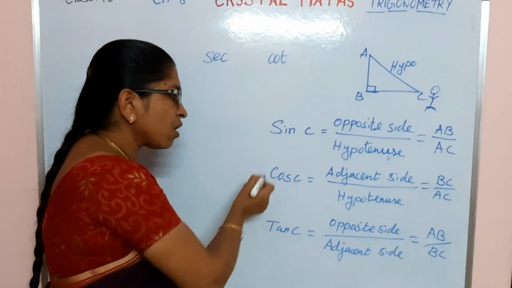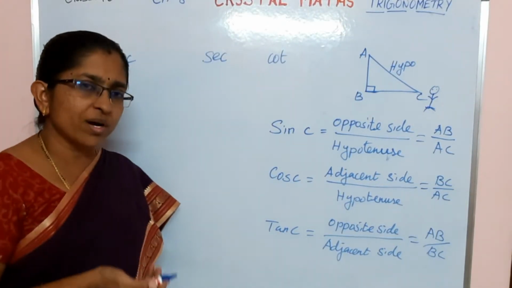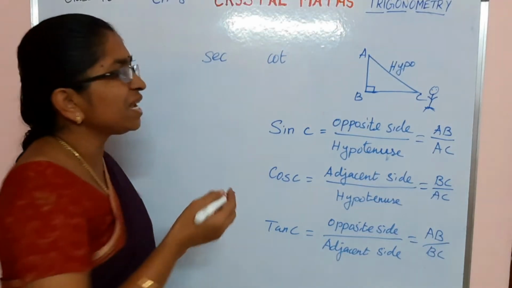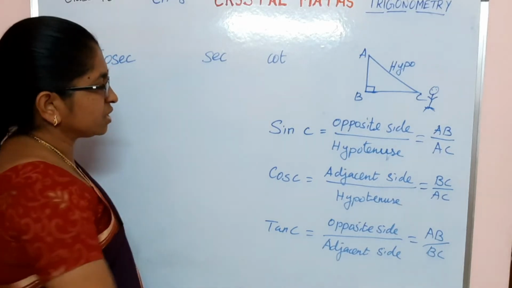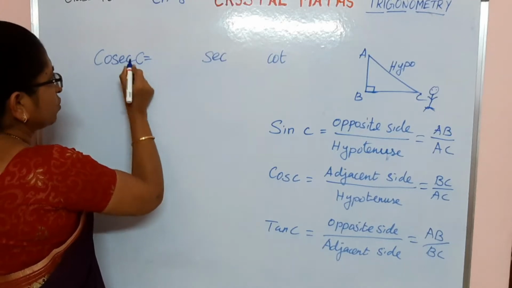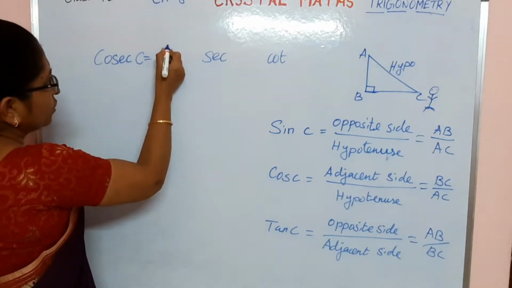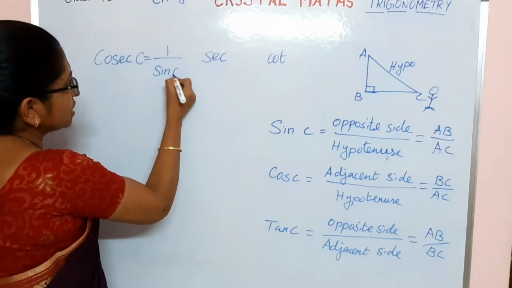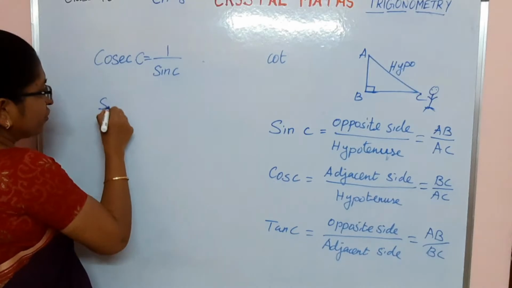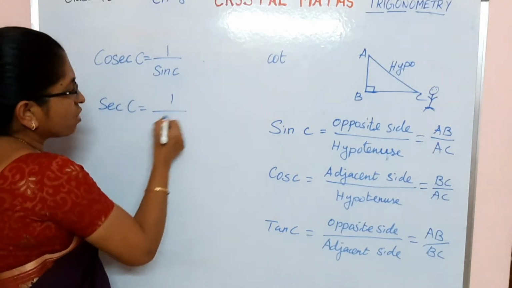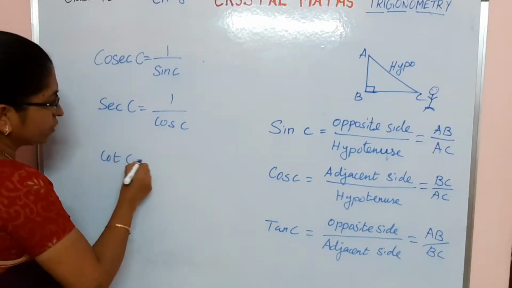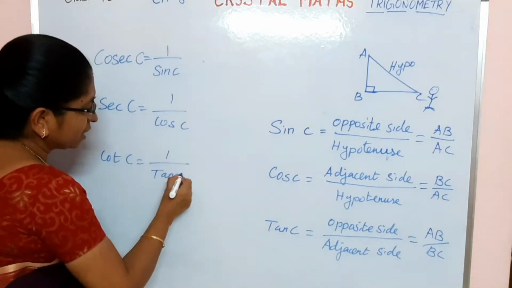Its sine, cos and tan are taken as one set of angles. The same way, another set. This set is called the inverse of this one. What is this one? Cosecant. Cosecant of angle C is equal to 1 by sine C. This is the inverse of sine. Secant C is nothing but the inverse of cos C. The same way, cot C will be equal to 1 by tan C.